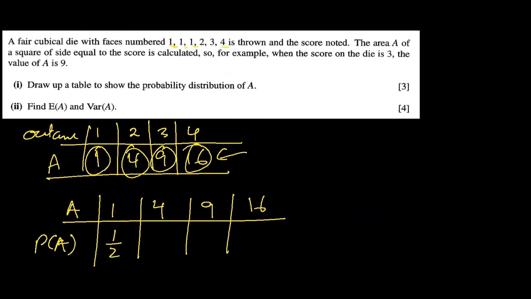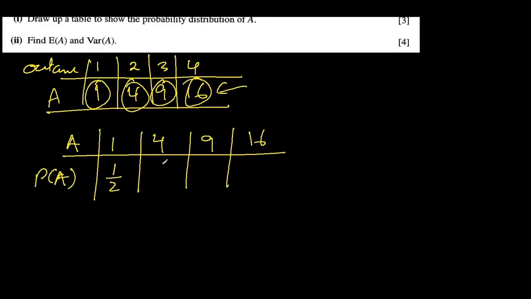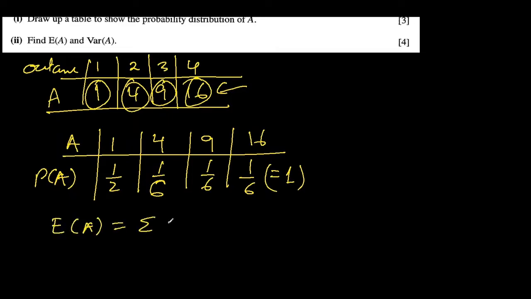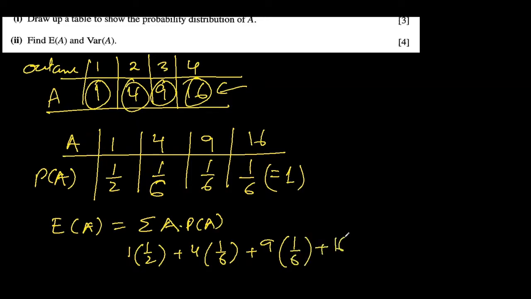Probability 4 will be only 1. Yeah, because 2, 3, 4, all 3 are same. So 1/6, 1/6, and 1/6. If we add all 4 of them, it should be equal to 1. All right. Now the question is, find the expected value of A. Expected value of A will be sigma A PA, and which will be, let's do it here, 1 multiplied by half plus 4 multiplied by 1/6. I'm not adding a row this time, I'm just writing it this way. 9 1/6 and 16 1/6.